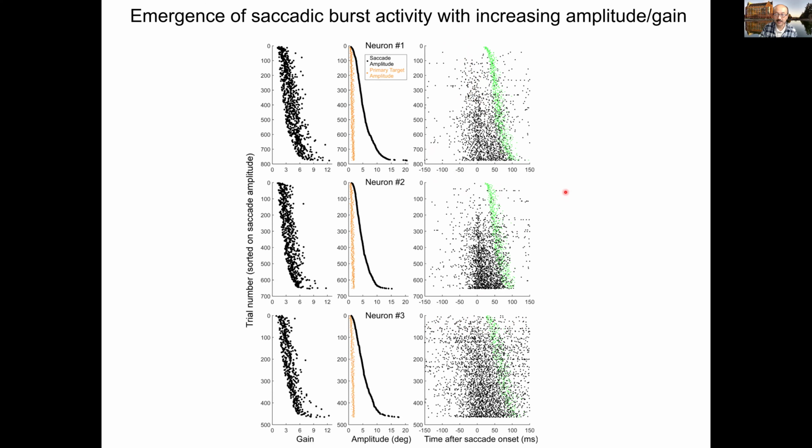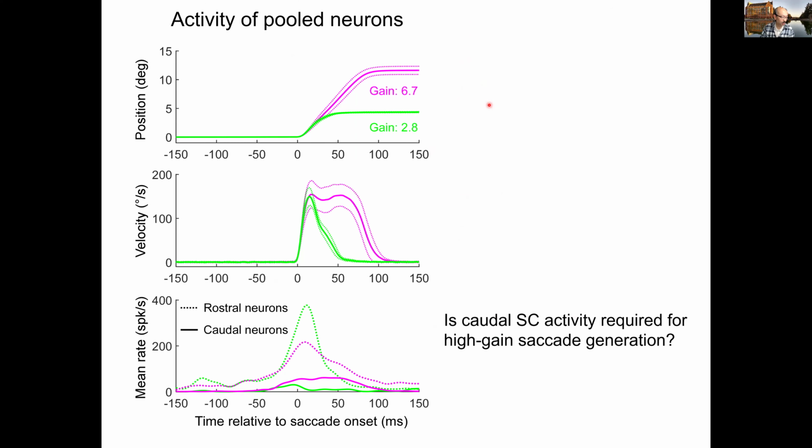So we can then summarize it as a population. So we pool the rostral and the caudal neurons. The rostral neuron is shown here in the dash. So we selected trials that have a gain that gives us a mean gain of about 6.7 and a mean gain of 2.8 to represent the low gain and high gain saccades here. And this is the velocity profile. As you can see, the first 20 milliseconds until about the peak, the velocity profile is actually indistinguishable.